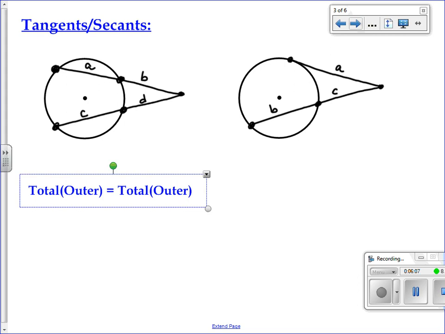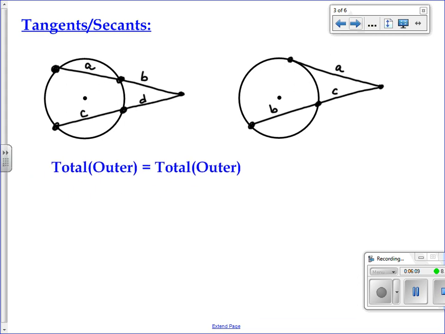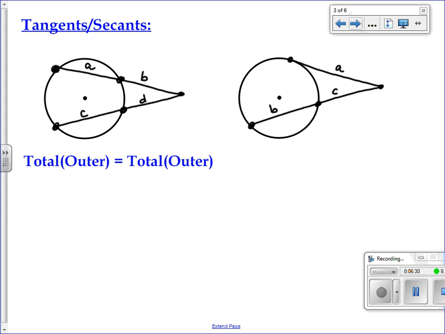So let's say I want to find the length of any of these parts. This is going to be a little bit different than what we just did with the chords. We're going to use this property: the total length of the secant or the tangent times its outer length will equal the total length of the other secant or tangent times its outer length. So let's take a look at the first picture here.